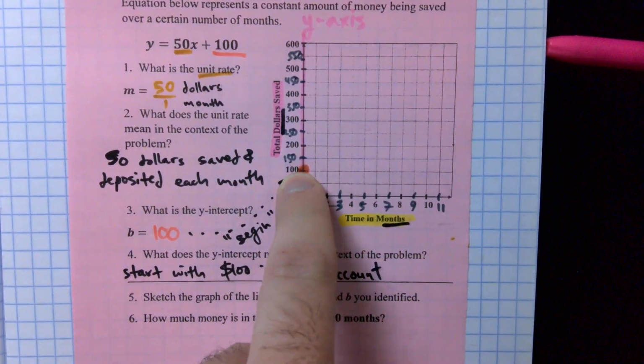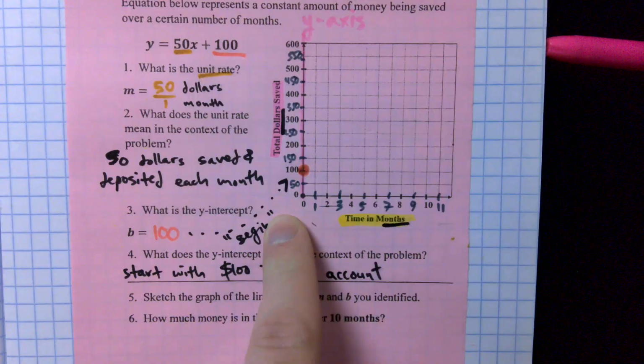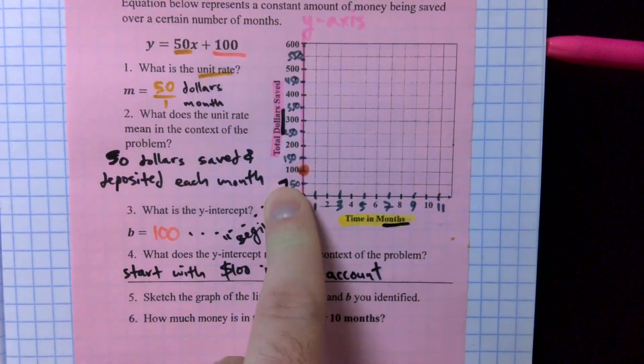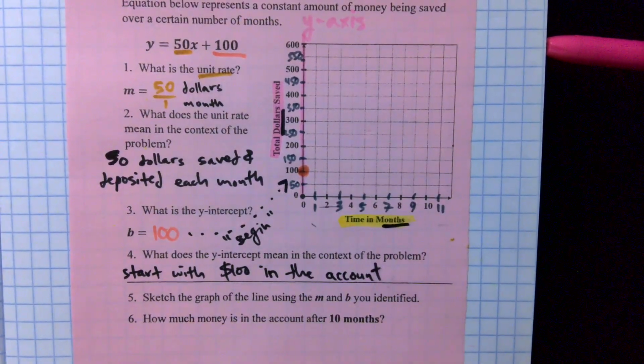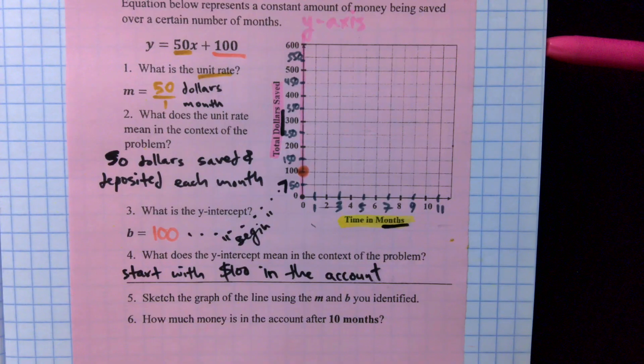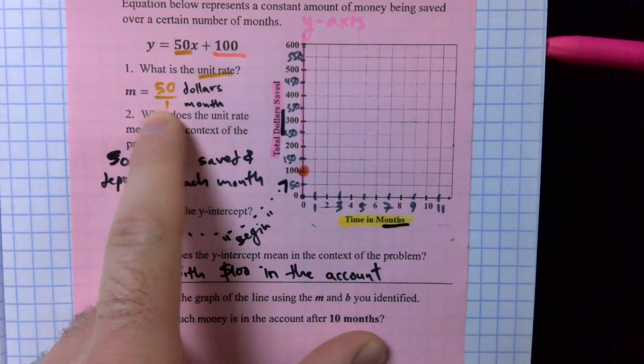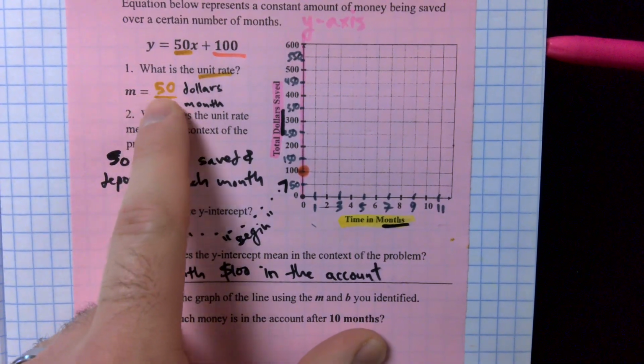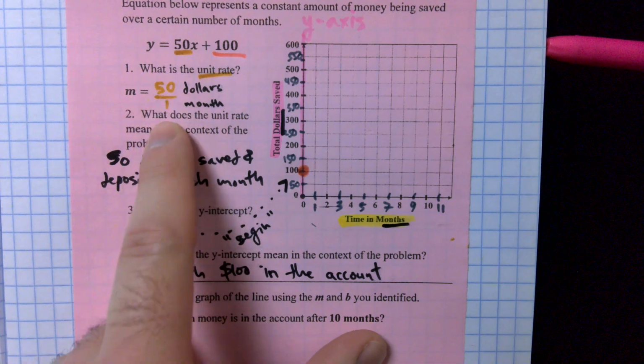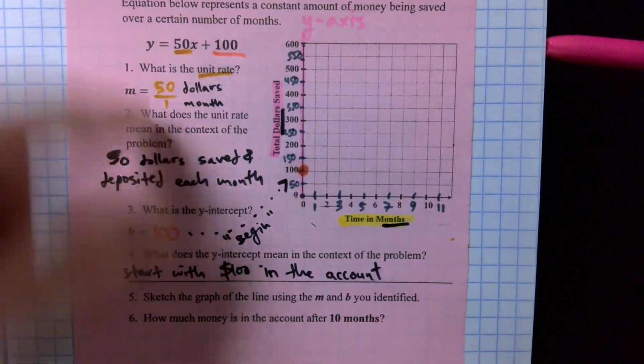Everyone see how we start at the 100? We're not starting at the origin here. We're starting at 100. And how much am I depositing every single month? 50. So what I'm going to do is I'm going to rise $50 and run 1 month.